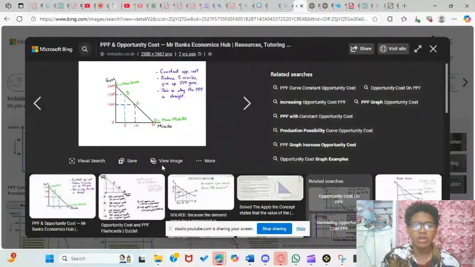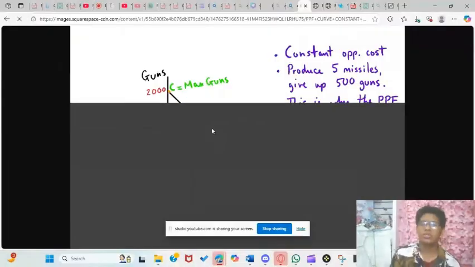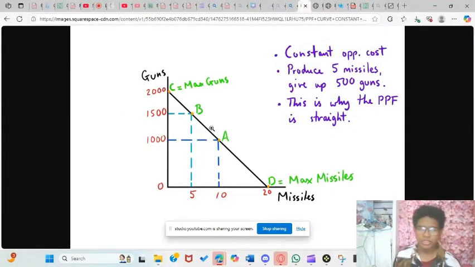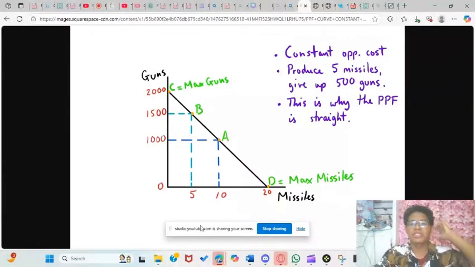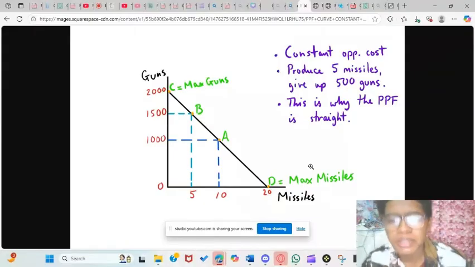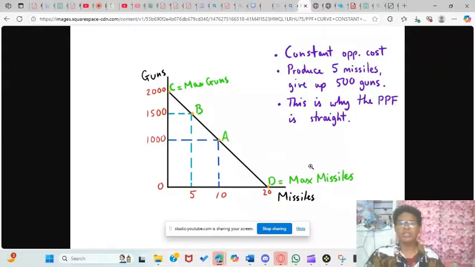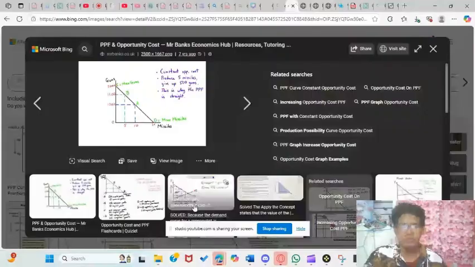So this is a constant opportunity cost. What we were looking at before was an increasing opportunity cost, and this is a constant opportunity cost. We produce 5 missiles, and you have to give up 500 guns. As you could see here, to produce 5 missiles, you need to give up 500 guns. This is why the PPF is straight. So this is a constant opportunity cost, and as I said before, there are different production possibility frontiers.